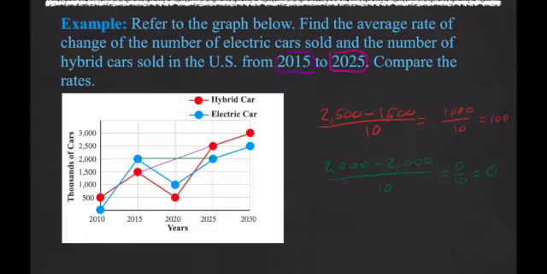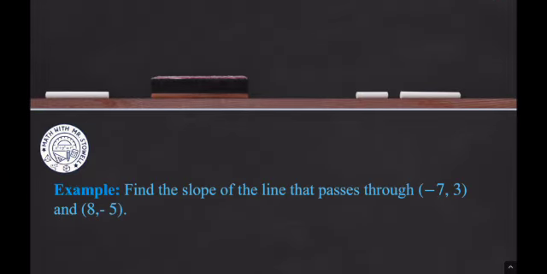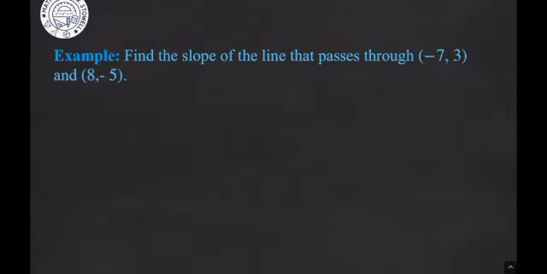Okay? So the hybrids, they increase by 100,000 cars per year, while the electric, they did not increase. If people were looking at this, if this was accurate data, people would say hybrid cars are the way to go, not electric. But of course, it may not be like that. Okay? So that is average rate of change.